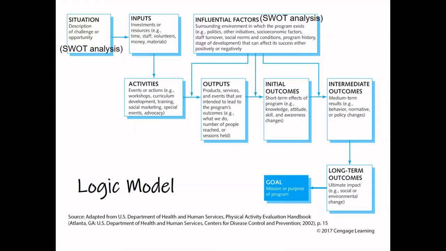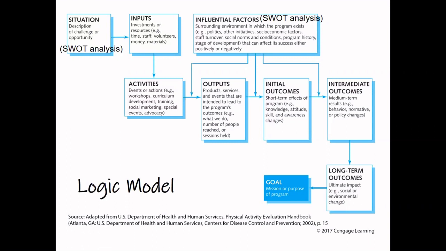So initial outcomes might be immediately after your implementation of your program. What kinds of results do you want to have? What kind of outcomes do you want to have? Maybe you've got something three months after your program, then that's kind of an intermediate outcome. And for the behavior or the attitude, whatever you're measuring as your outcome, you want that to last long term, like a year from now, two years from now, three years from now.